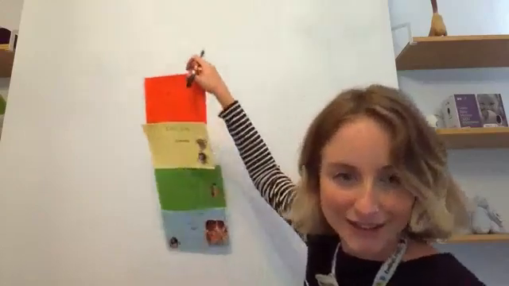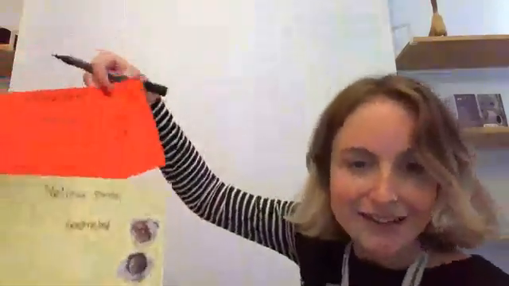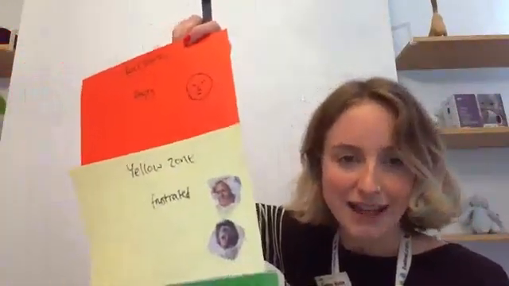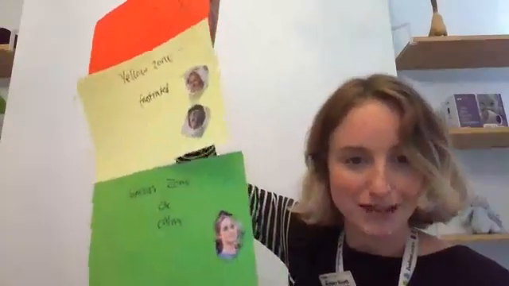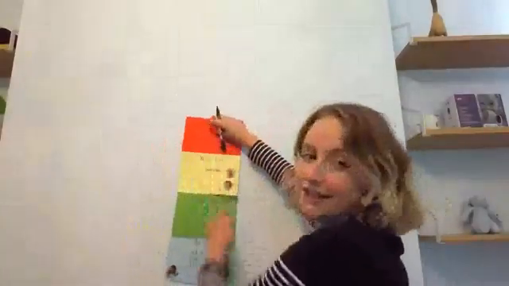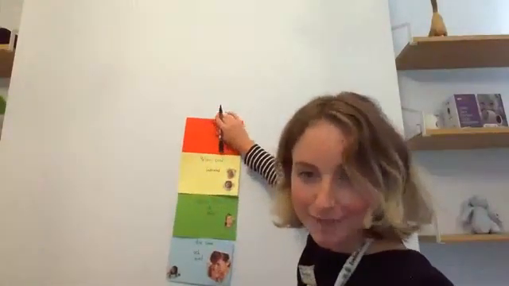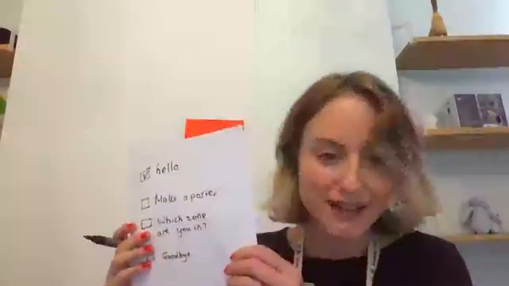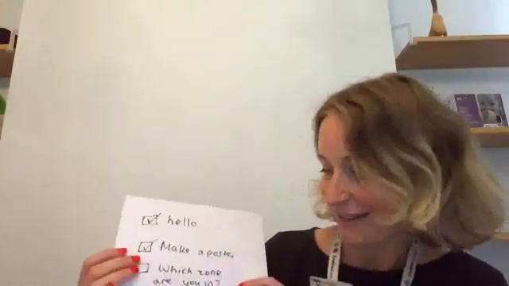So I'll just get that a little bit closer so you can see that a little bit better. So I've written the name of the zone and some examples of emotions below. Okay, stick that back up. So I'm going to go back to my visual timetable. So making a poster is finished. Next, we're going to share which zone we're in.